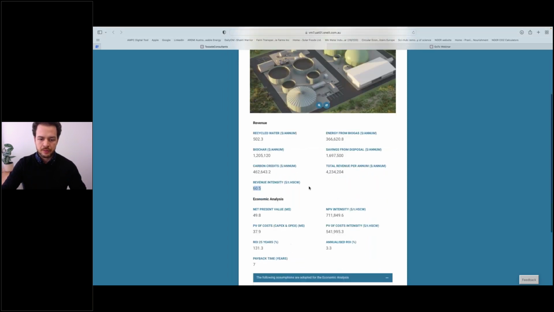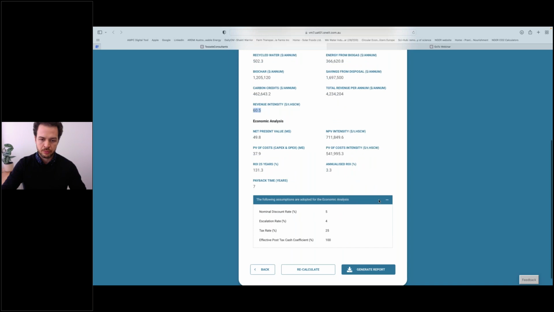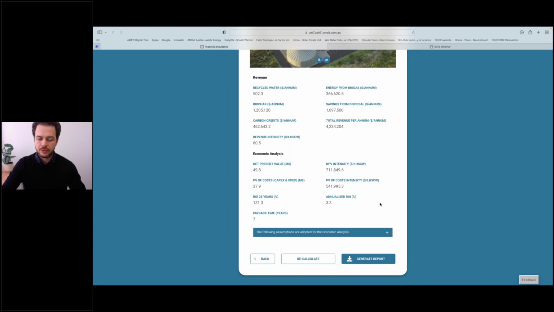And the assumptions for the economic analysis are here. So nominal discount rate, escalation rate, tax rate, and post-tax cash coefficient. And the last feature of the tool is to generate a report. So I'll go ahead and click on the generate report button.